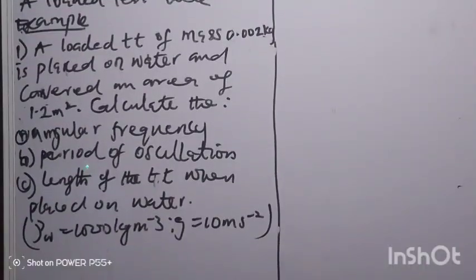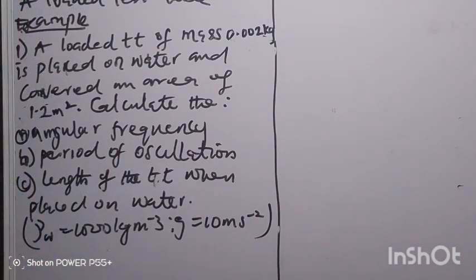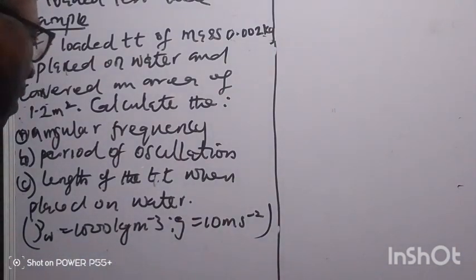Let's take this one as example 1. A loaded test tube of mass 0.002 kg is placed on water and covers an area of 1.2 meters square. Calculate the A, angular frequency, B, period of oscillation, C, length of the test tube when placed on water. Density of water is given as 1000 kg per meter cube and g is given as 10 meter per second squared.